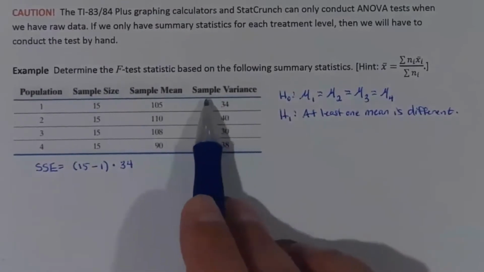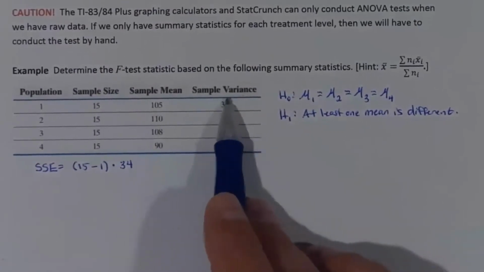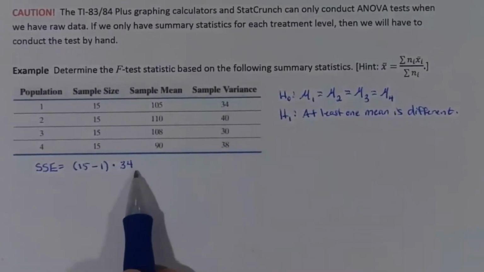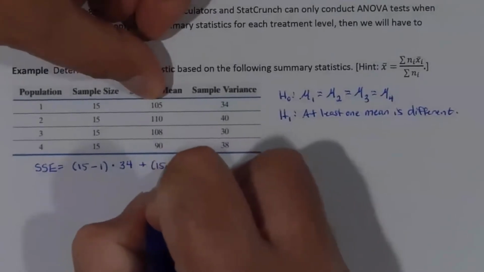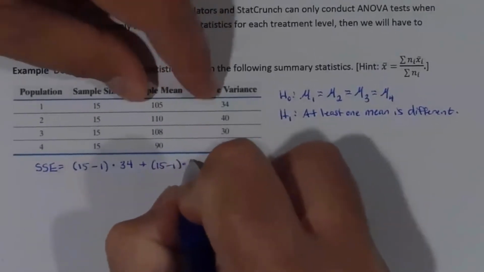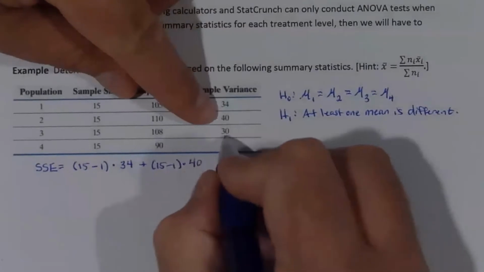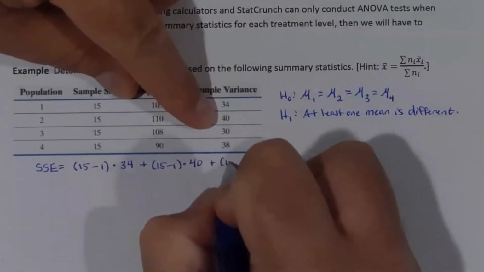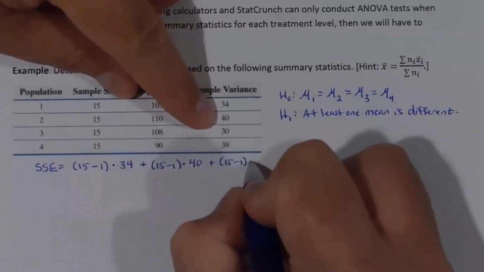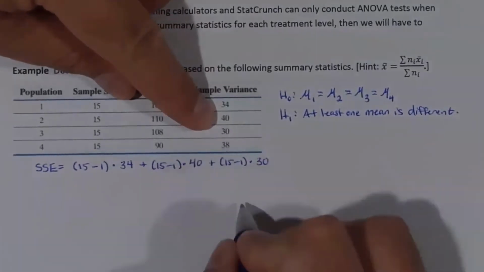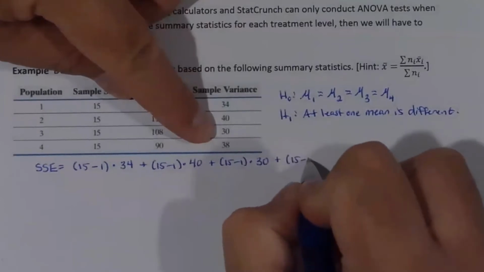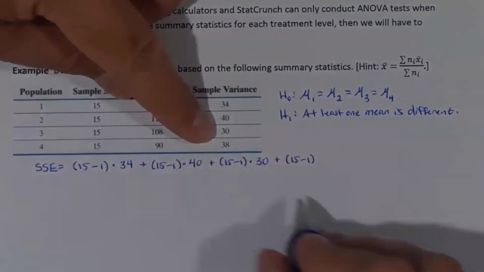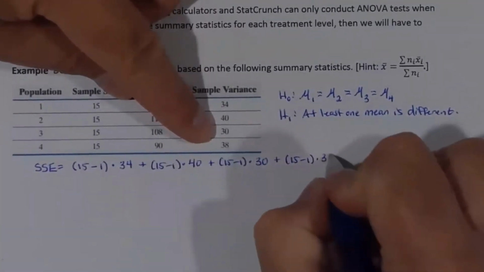Now, if they tell us the standard deviation here instead of the variance, then we will have to square it because we need the variance right here. For the second sample, also going to be 15 minus 1, or 14, times the variance, 40. Third sample, 15 minus 1, or 14, the degrees of freedom, times the variance, 30. And for the last sample, 15 minus 1, or 14, again, the degrees of freedom, times the variance, 38.